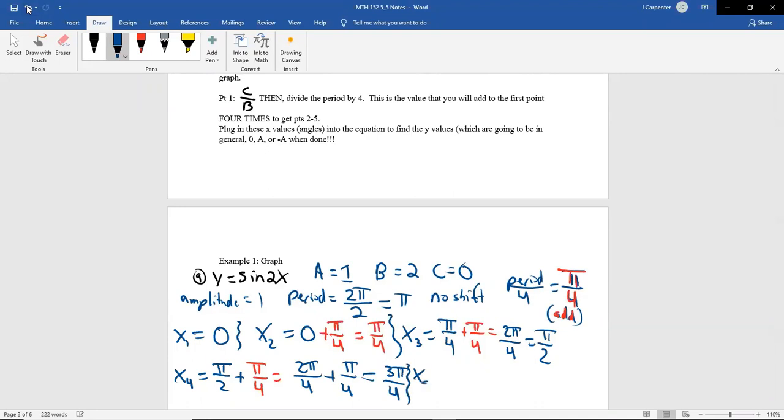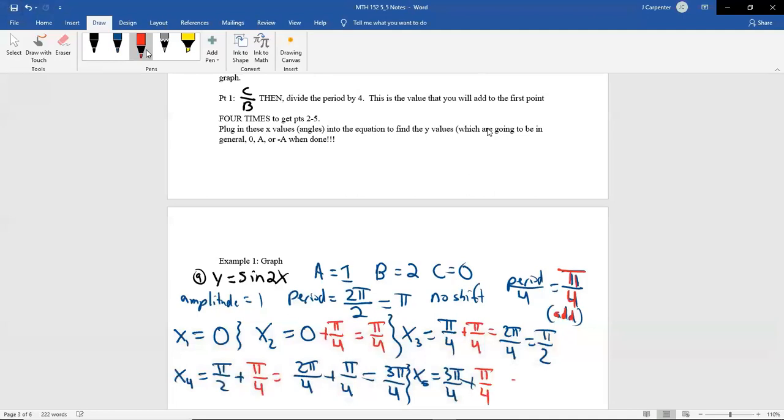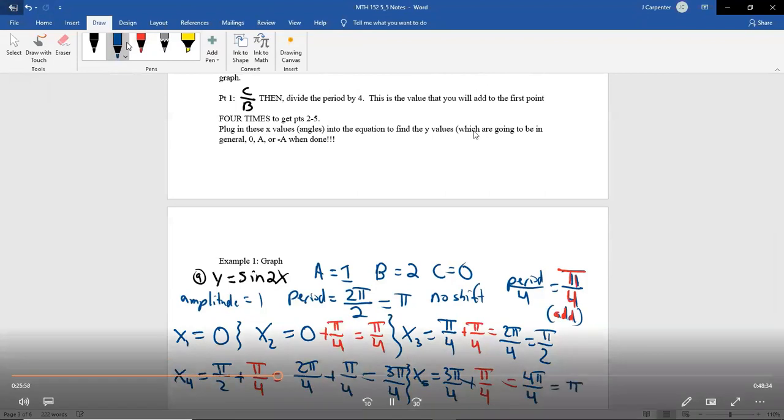Finally, the fifth point, we take the previous one of 3 pi over 4, and we add the period over 4 again, which was pi over 4. 3 plus 1 is 4, so that's 4 pi over 4, which is pi.